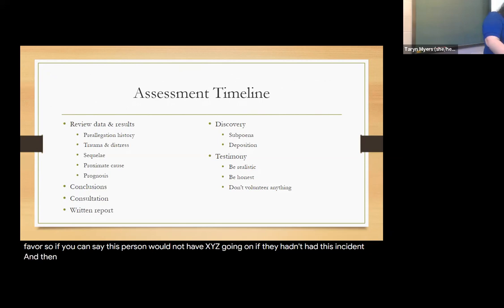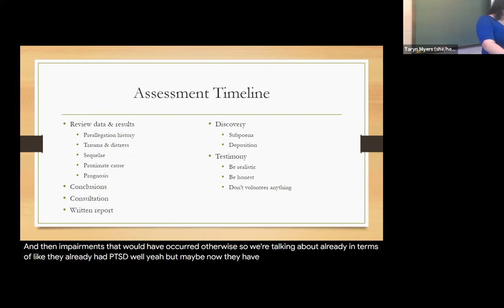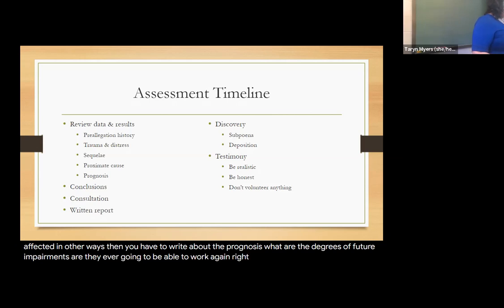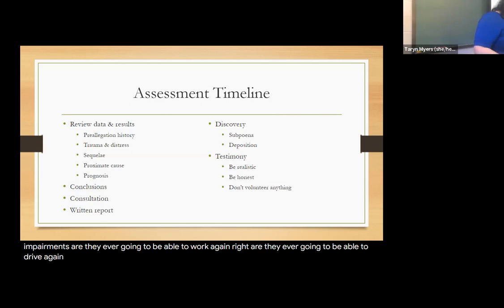And then impairments that would have occurred otherwise. So what we were talking about already in terms of like they already had PTSD. Well, yeah, but maybe now they have more severe PTSD or they're affected in other ways. Then you have to write about the prognosis. What are the degrees of future impairments? Are they ever going to be able to work again? Right? Are they ever going to be able to drive again? So partial or complete, temporary or permanent.